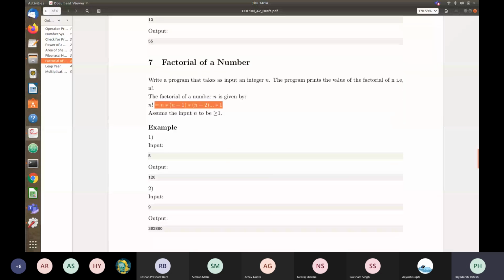If you know the for loop already, try to do it using a while loop so that you get to know how every loop works. It is a simple program: multiply the number by every number less than it, decrementing each time, or take a for loop from 1 to n. Does anyone have a doubt in the factorial program, how it would be calculated?